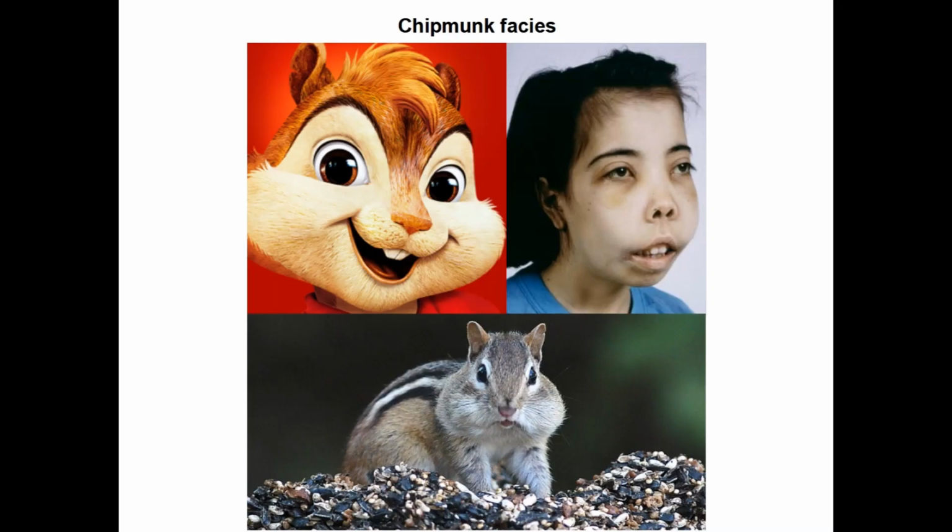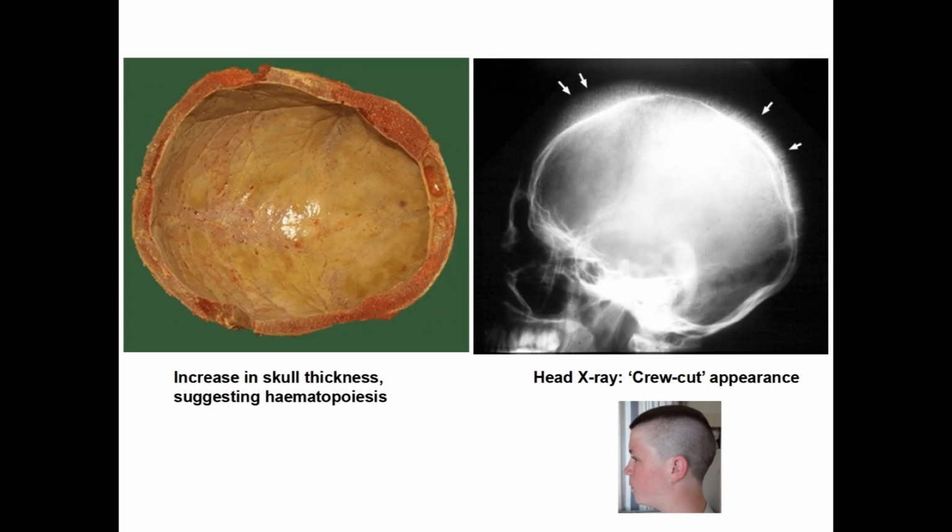This image shows the girl on the right side having expansion of skull bones, making her resemble a chipmunk. That is why the appearance is called chipmunk facies. In the image to your left, you can see the thickened skull bones. It is thickened because it has started to produce RBCs. The right side image shows the X-ray appearance, called the crew cut appearance. It is called crew cut because it resembles the haircut done by army people.